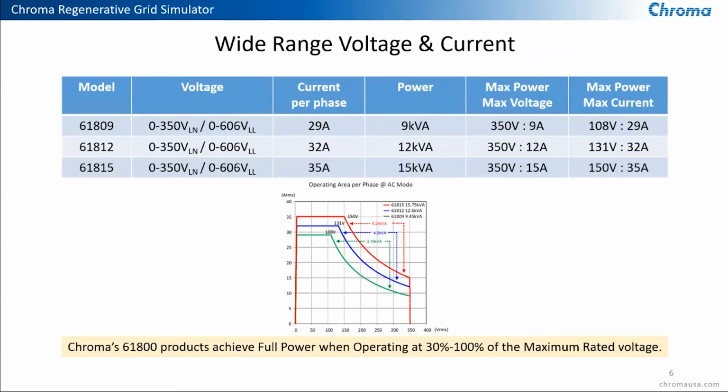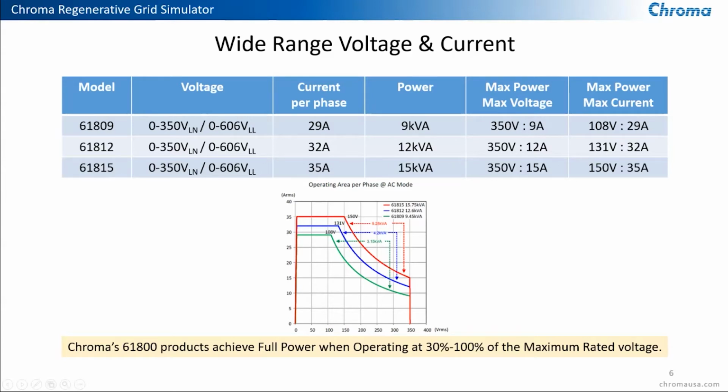Okay, our regenerative grid simulator family will also operate at a wide current and voltage range and is still able to achieve full power as a load or as a source. So in this slide, I've included a few examples. We can go over the 61815. So you can see that, and that would be this line here.